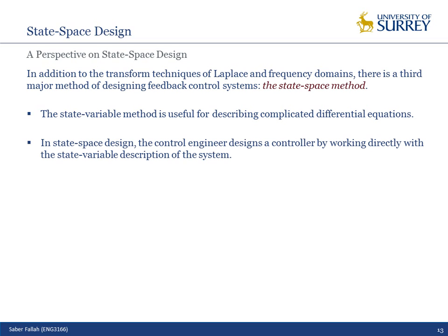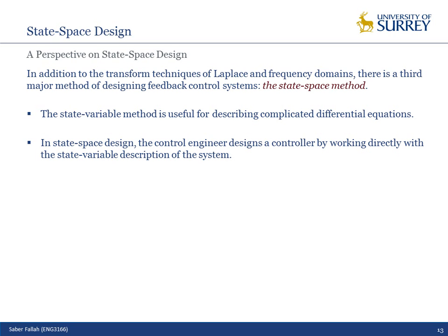In state space design, the control engineer designs a controller by working directly with the state variable description of the system. What's the state variable description? Again, I will explain to you today. In many modern systems, we have multi-input, multi-output systems. We don't want to just control one part of the response. We want to control different responses at the same time.